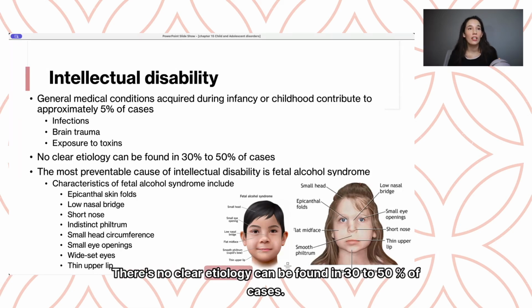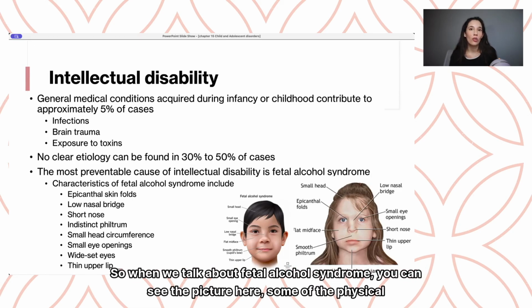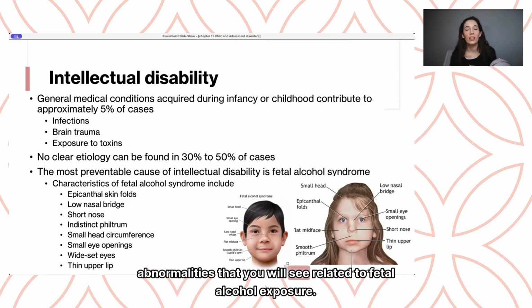There's no clear etiology in 30 to 50% of cases. And the most prevalent cause is fetal alcohol syndrome. So when we talk about fetal alcohol syndrome, you can see the picture here, some of the physical abnormalities that you will see related to fetal alcohol exposure.